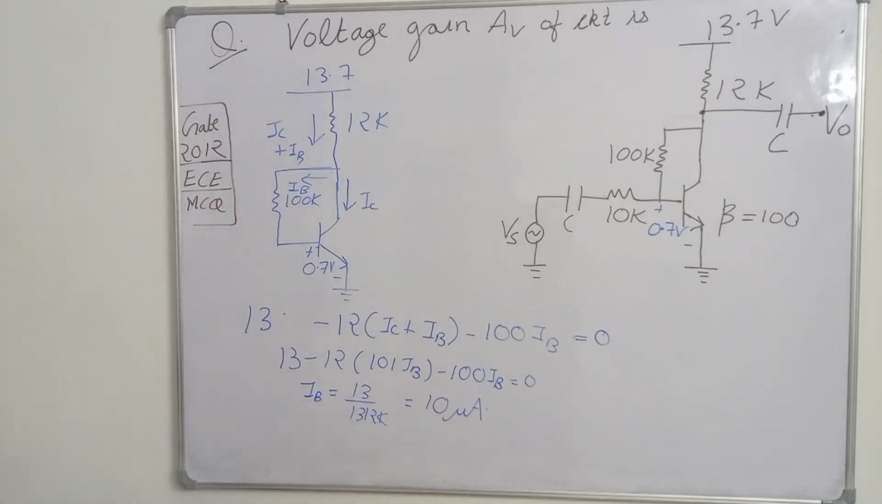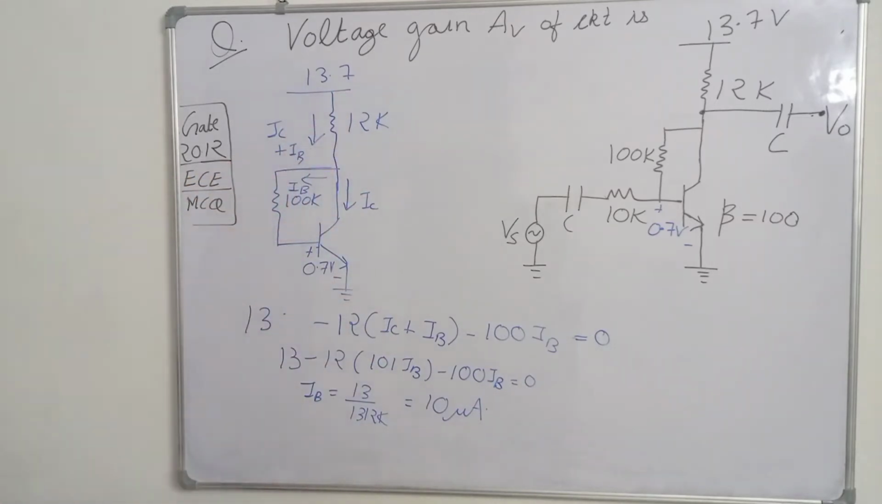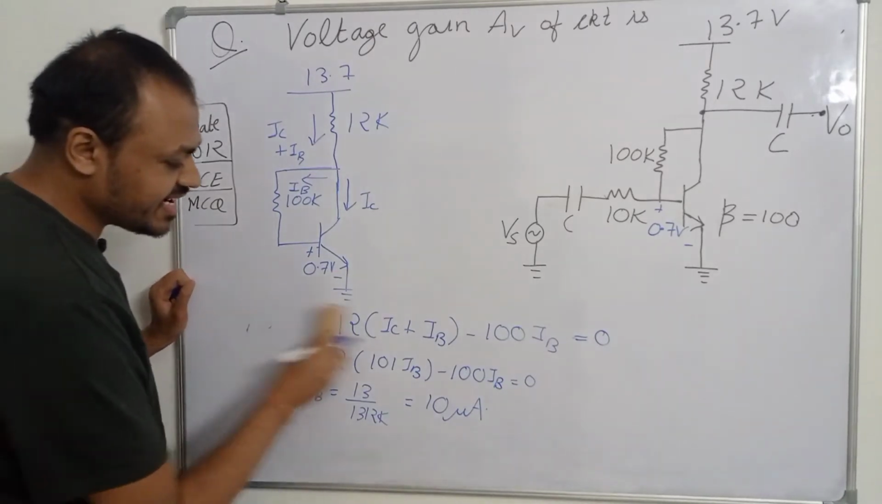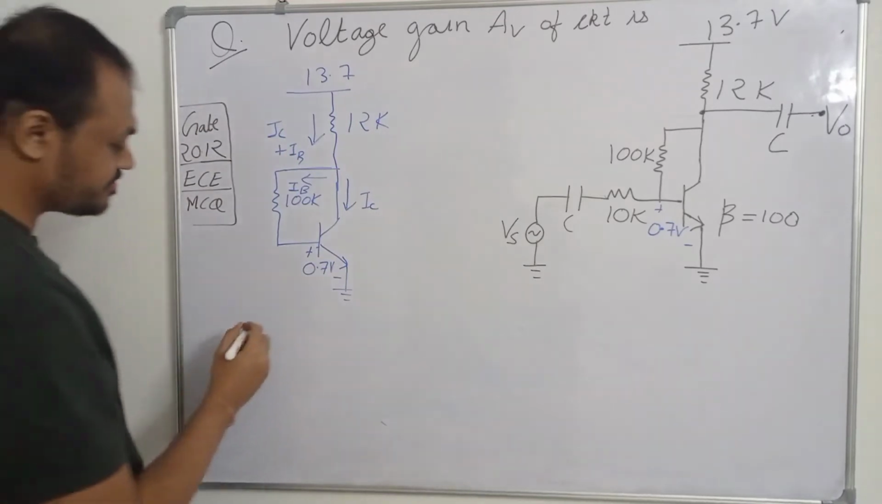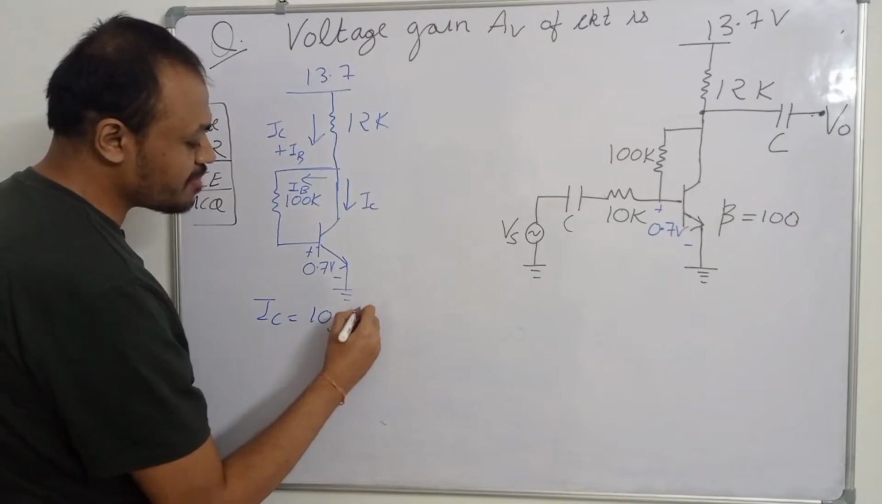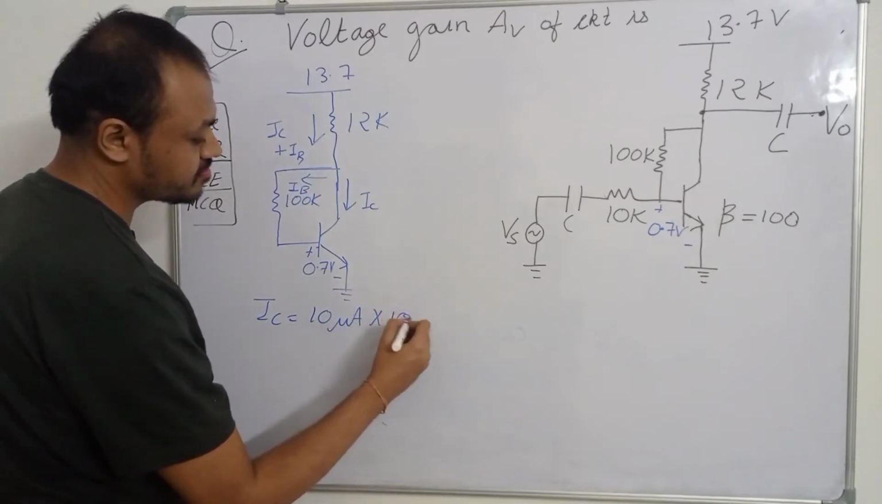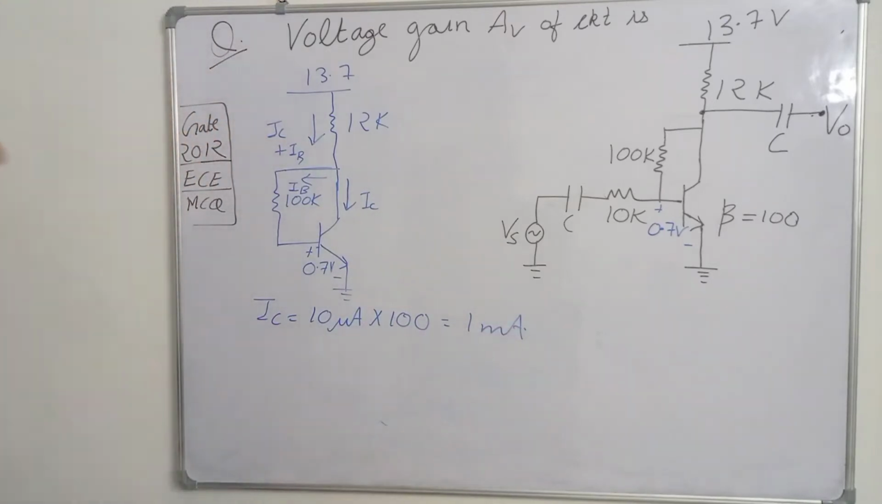So we have found the value of IB by applying the KVL in the base emitter loop from this path to this path. So we have found the value of the base current, which is 10 microampere. So IC will be equal to 10 microampere into 100. So this will be equal to 1 milliampere. So we have found the value of IC as 1 milliampere.